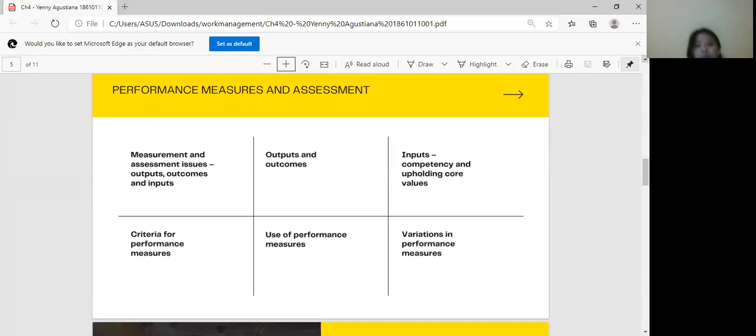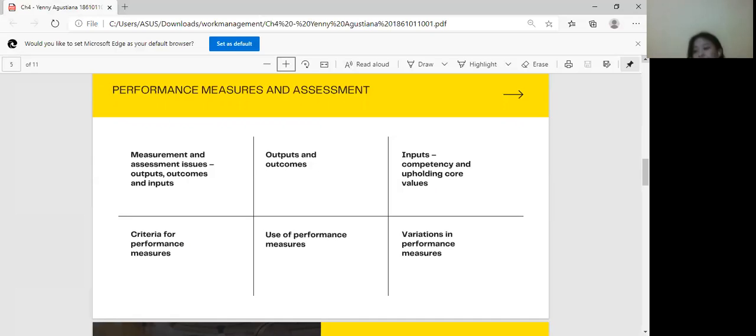Talking about performance measure and assessment, the process of managing performance begins by defining the expectation in terms of targets, standards, and competency requirements. Improvement to the performance and personal development programs have to start from understanding what the current level of performance is in terms of results and also competence. Talking about performance measure and assessment, there are many aspects. The first one is measure and assessment issues: output, outcome, and input.